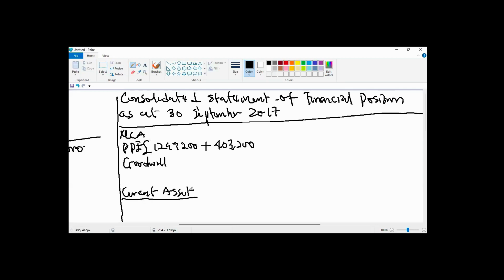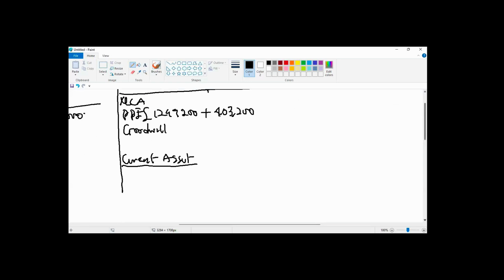In my current assets, what do we have? Okay, we only have current assets, which is 512,000 for the parent, then subsidiary is 211,200. Then this is my total assets, equities, and liabilities.